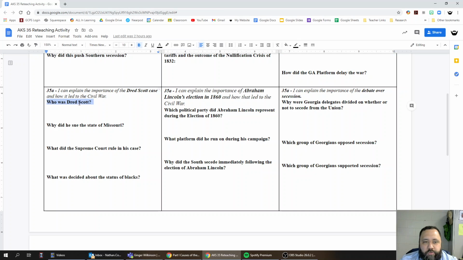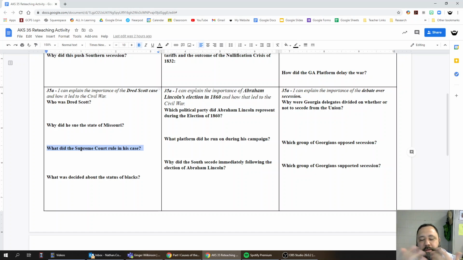Who was Dred Scott? Dred Scott was a slave from Missouri who was taken north into free territory and then taken back into Missouri. Why did he sue the state of Missouri? He felt that his time in the free territories was enough to grant him his freedom. So he was suing for his freedom. What did the Supreme Court rule in his case?